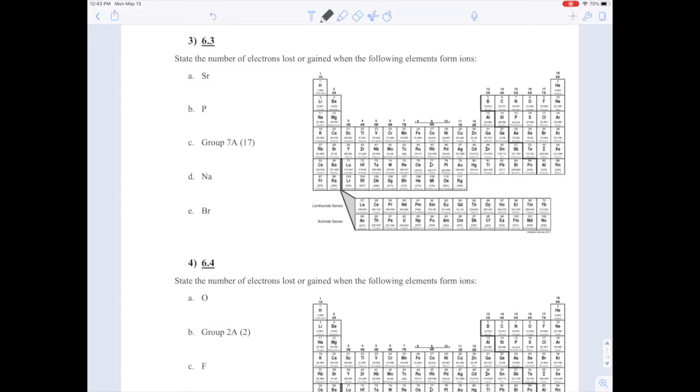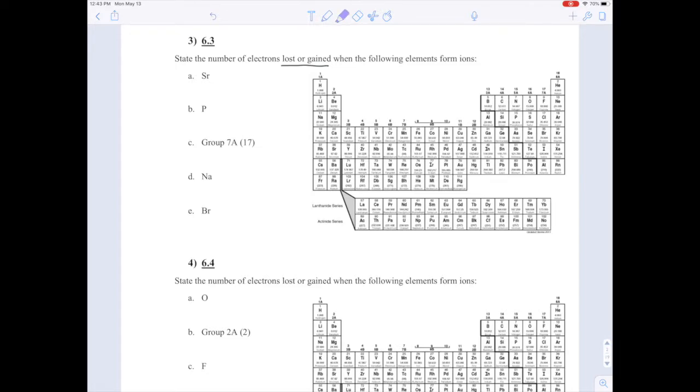Chapter 6, questions 3 and 4 say, state the number of electrons lost or gained when the following elements form ions. Now these questions are building on exercises 1 and 2 in Chapter 6, so to understand the fundamental concepts behind these, I encourage you to watch the videos for those two exercises if you haven't already. So for this video, I just want to show how the method that we established in those previous two questions can be applied to these specific elements.